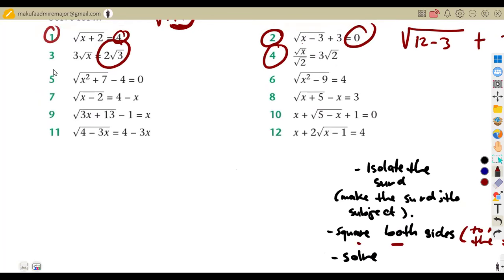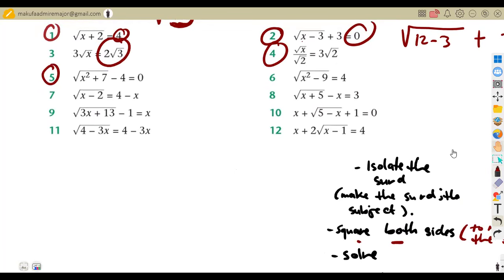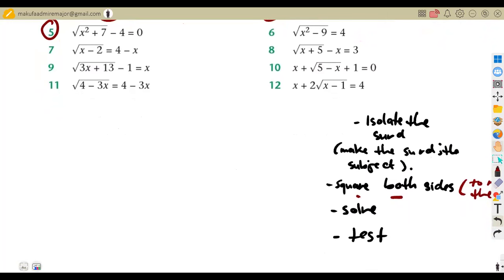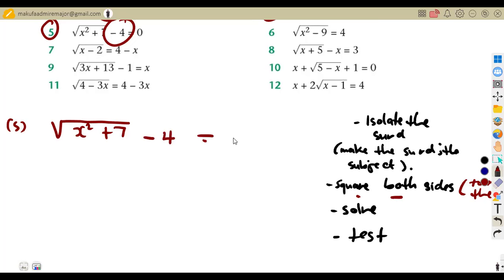All right, the same thing on number 5, but the type of equation that you're going to get on number 5 will be different from our normal equation. All right, let us just see. There we are given the square root of x squared plus 7, then minus 4. So this part is the only part under the square root. Minus 4 is not part of the square root. So there is a minus 4, equal to 0.